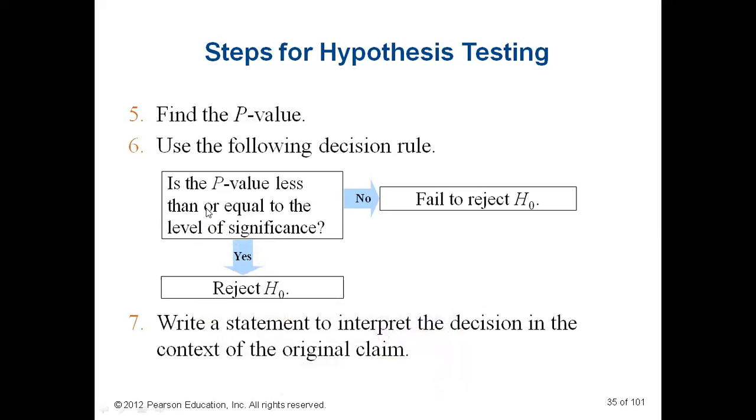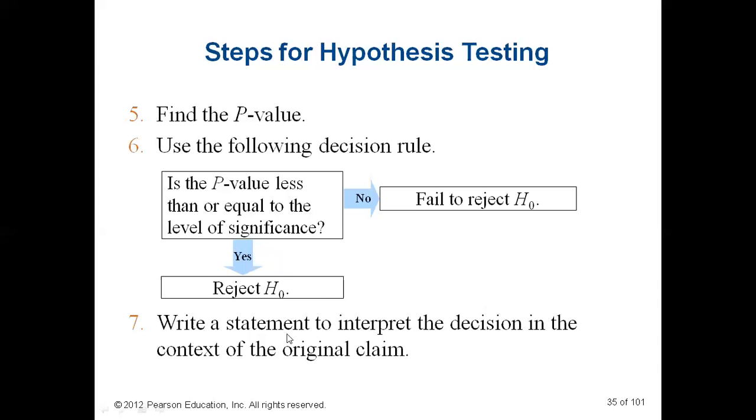P is less than or equal to level of significance. So this is false. No means we are checking if P is less than or equal to significance level. So answer is no. It means what? P is greater than level of significance. So if P is greater than level of significance, then we will accept the null hypothesis, that is, we fail to reject the null hypothesis. But if this condition is true, then we will reject the null hypothesis.